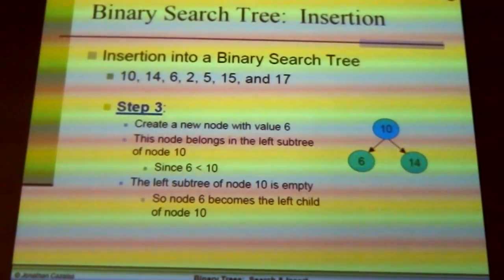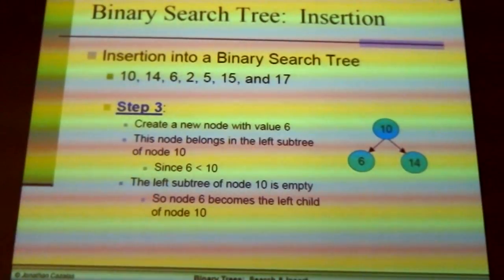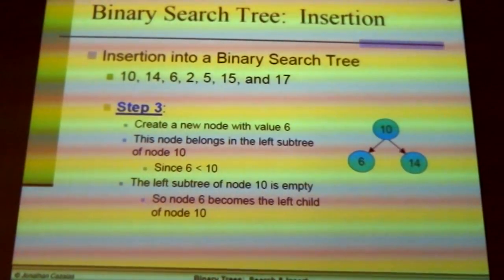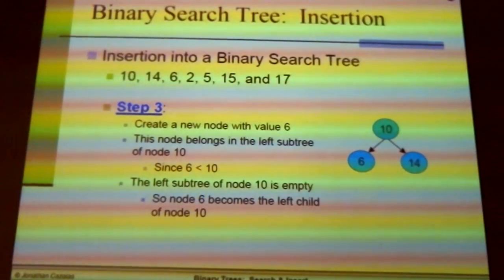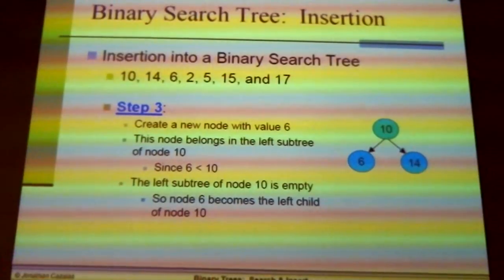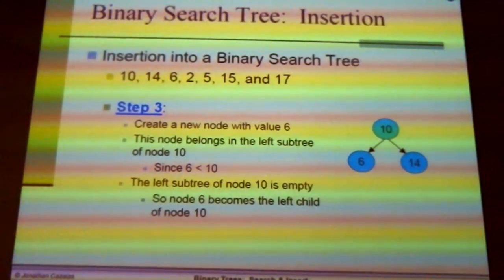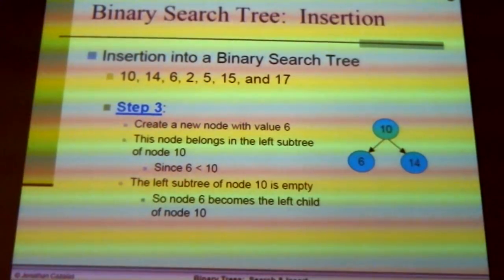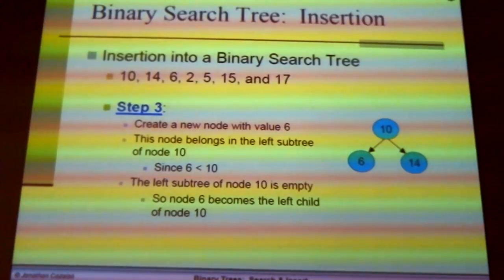We have 6. So what do we do first? Create our node and set the data value to 6. Now what? Compare. You're going to compare it to 10, correct? What's the result going to be? It's less than. So what are we going to do to our root node? Set its left to point here, to 6, correct?